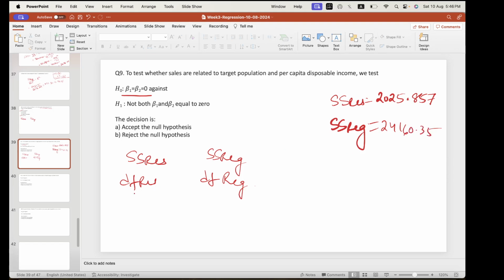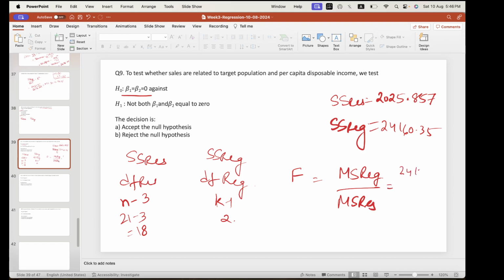DF residuals is n minus 3, so that is 21 minus 3, that is 18. DF regression is k minus 1. So k is 3, so here this is 2. Okay. So then the F statistic is what? MS regression by MS residual. So this is 24160.35 by 2, by 2025.857 by 18.